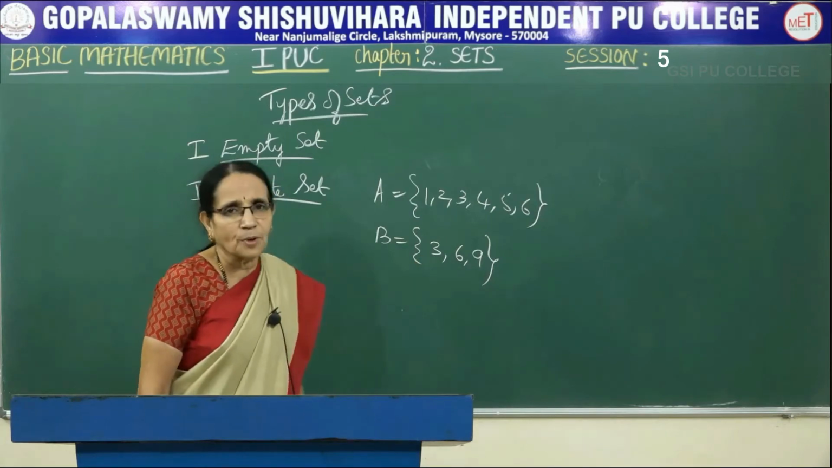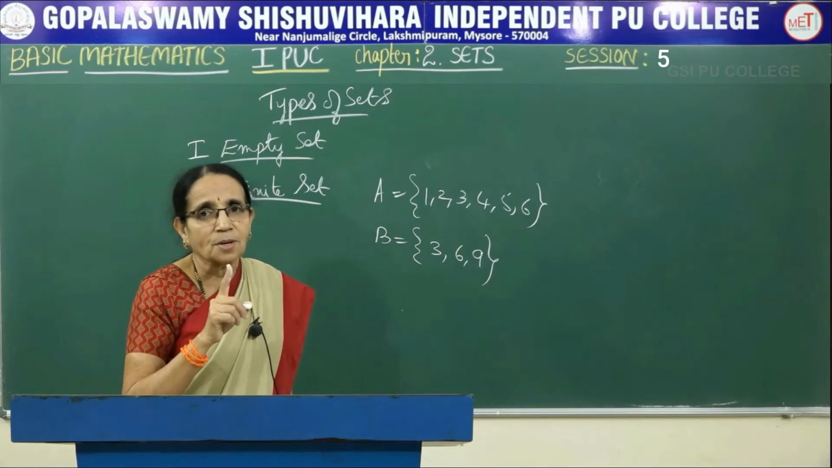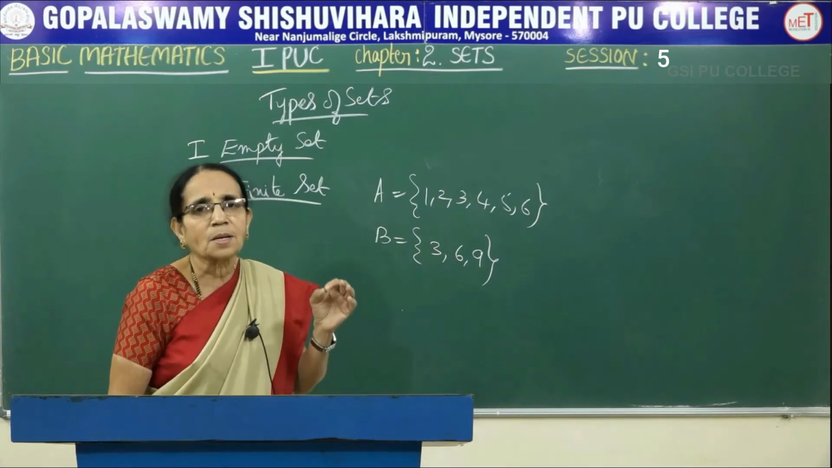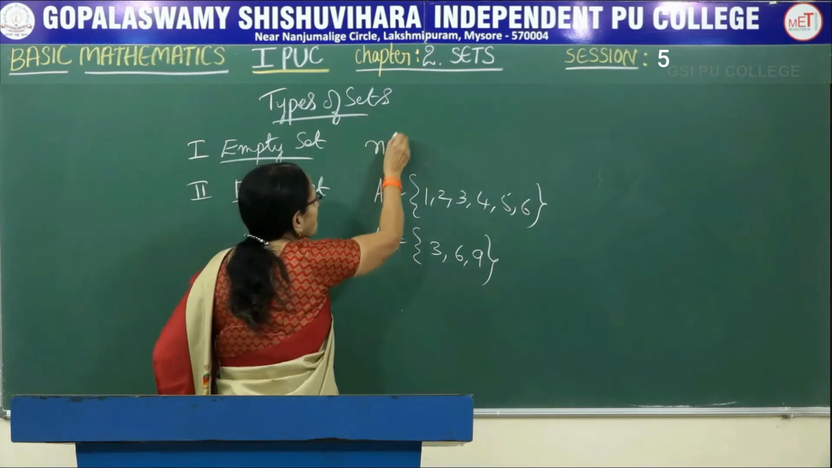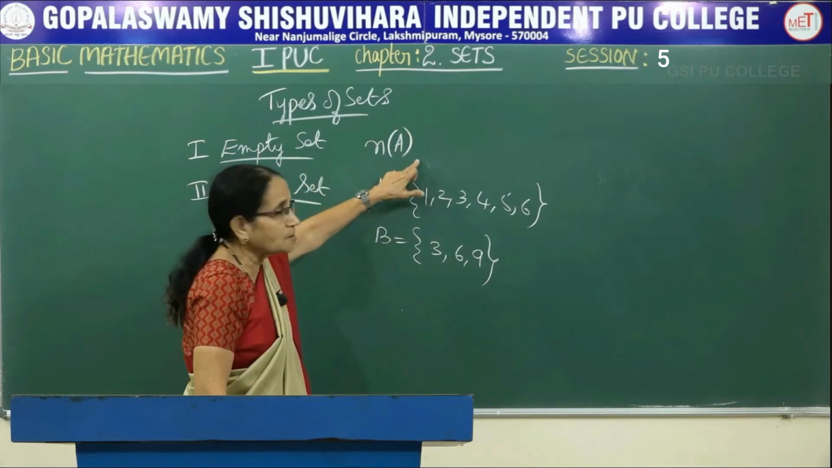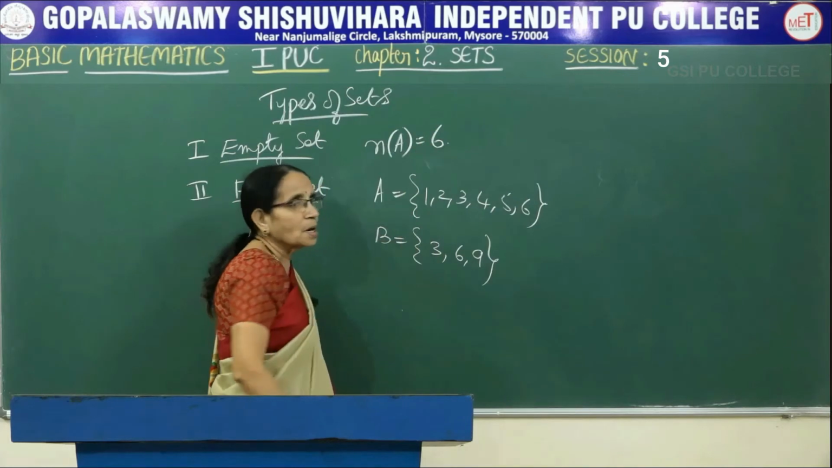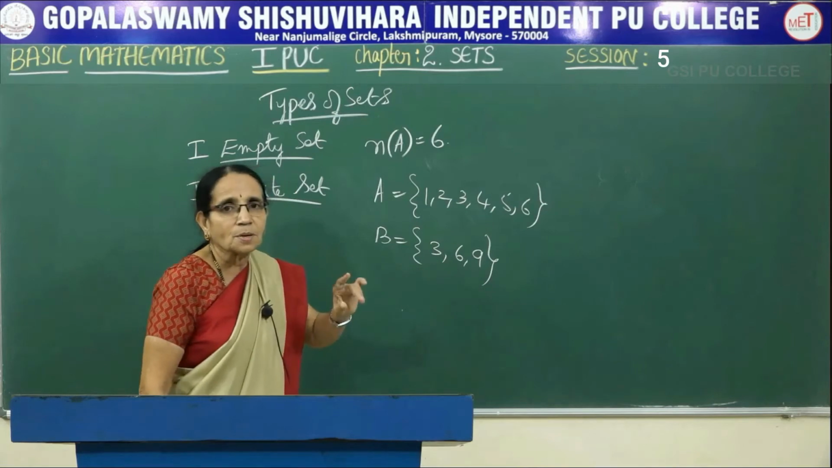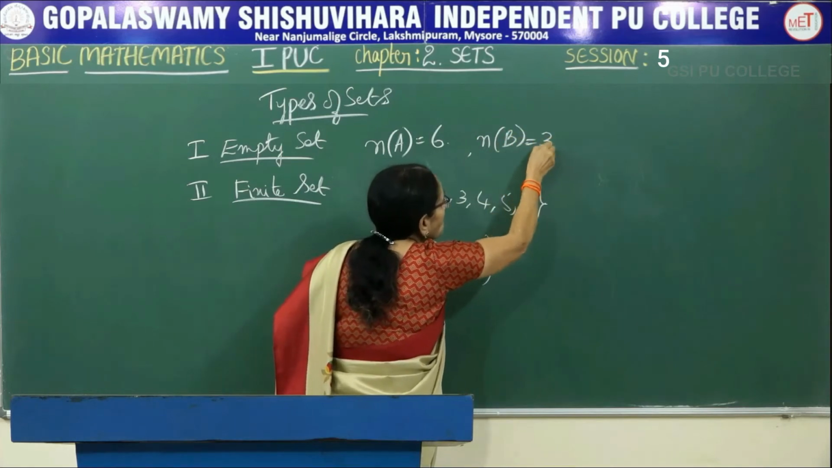In the case of a finite set, the number of elements present in a finite set is called its cardinal number. The number of elements in a finite set is called its cardinal number, and we usually write it like this: n of A, where we use a small letter n. n of A tells us how many elements are there. How many? 1, 2, 3, 4, 5, 6. So I can write it as n of A is equal to 6. Similarly, you take the second set, 3, 6, 9. How many elements are there? There are only 3 elements. So how do you write that? n of B is equal to 3.